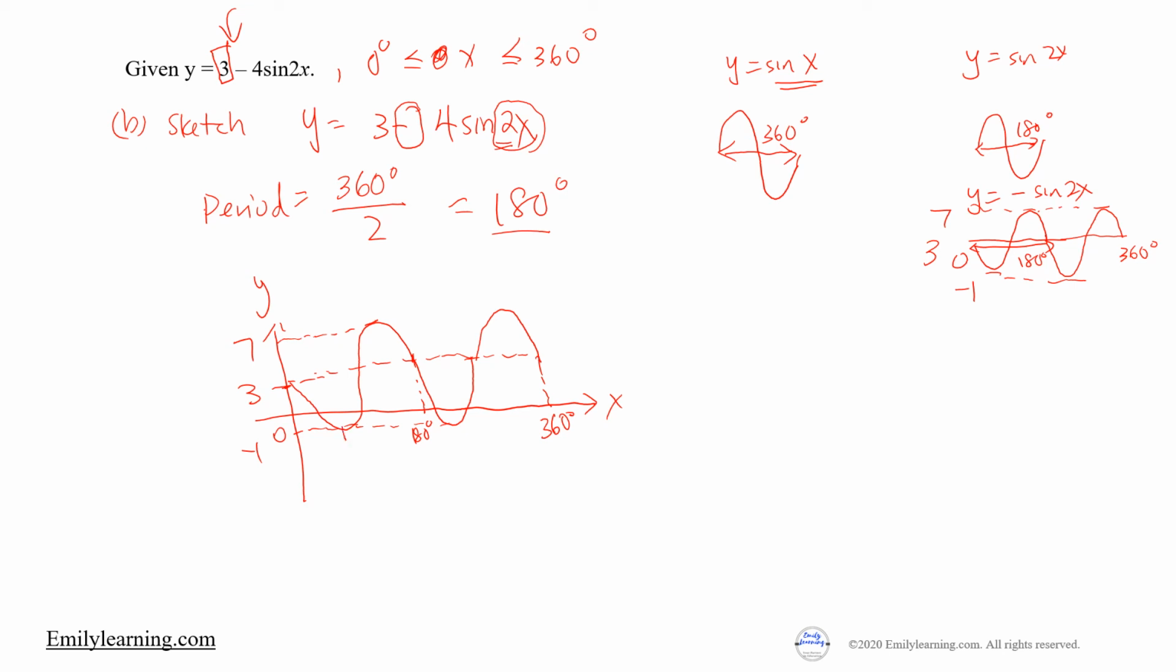If I were to put in the other points here, then I know here will be 45 degrees. Here will be 90 degrees. This will be 135 degrees. This will be 225 degrees, 270 degrees, 315 degrees, and then 360 degrees. Before you end, remember to label the graph.